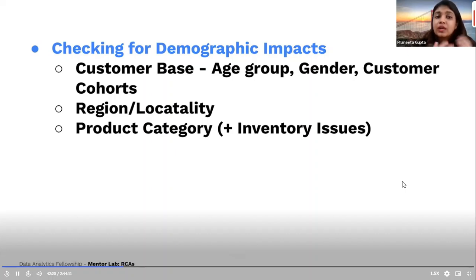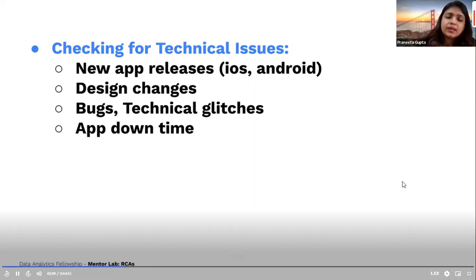And then customer base level is also a good parameter to consider when we are talking about demographic impacts. Maybe there's a particular gender that is not responding well to the site, or they're not placing orders, or there's an age group, right? Then in technical issues, of course, if it was related to the app, we would have bifurcated into iOS and Android, and we would have seen if any new releases happened.